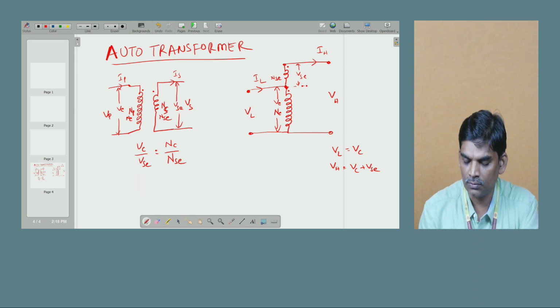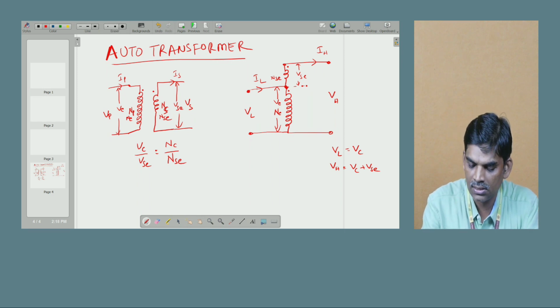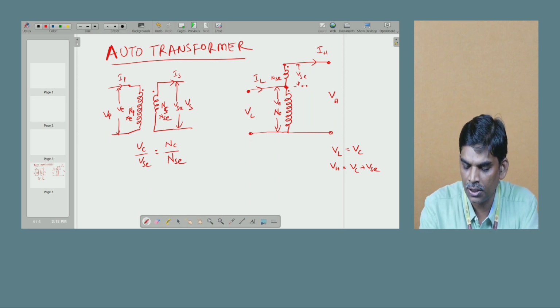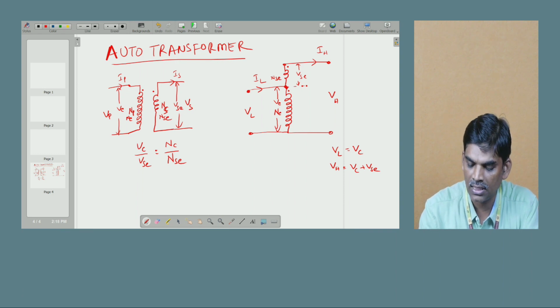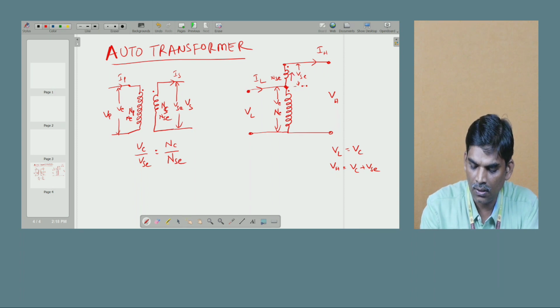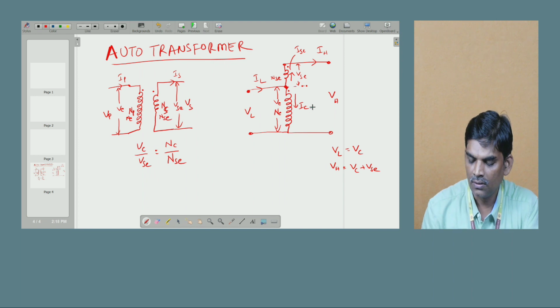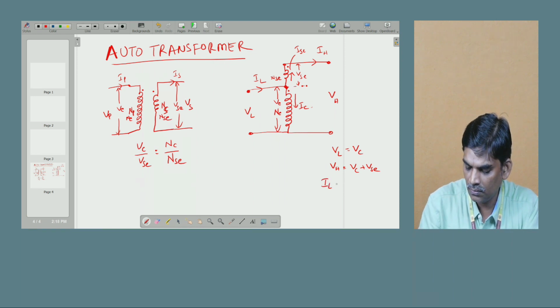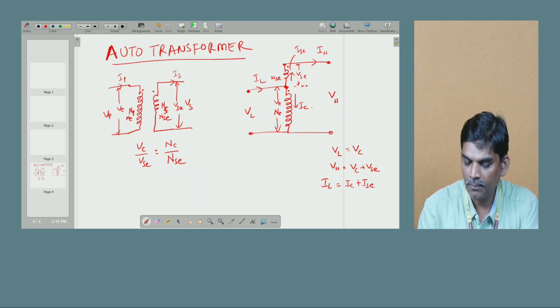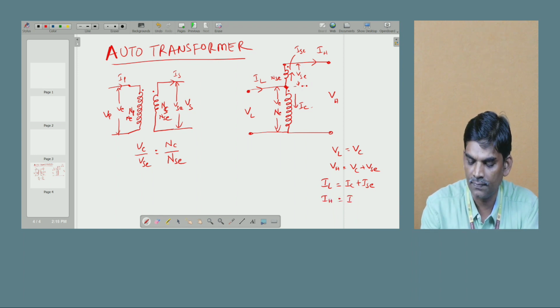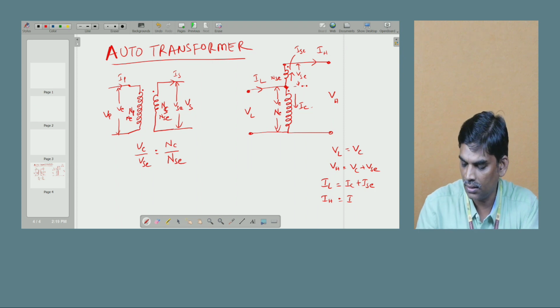So how do the currents pass? What is the IL value? Here IL is split. Why? Because compared to IH, IL is more. Why? Because it is a step up transformer, so the low voltage current is more. The total current is the sum of the current passing through the series winding, called ISC, and the remaining current passing through the common winding, called IC. Here IL is equal to IC plus ISC. Similarly, IH is equal to the series winding current ISC.